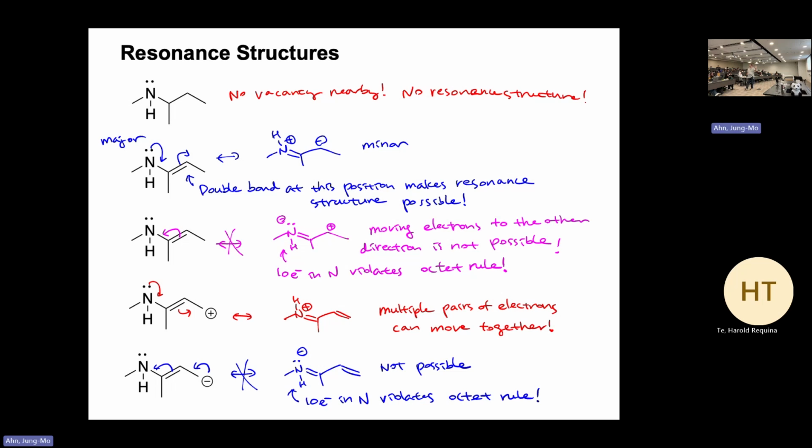Anyway, I hope that these things make you think. That's the word. And that's what you need to do when you draw resonance structures.